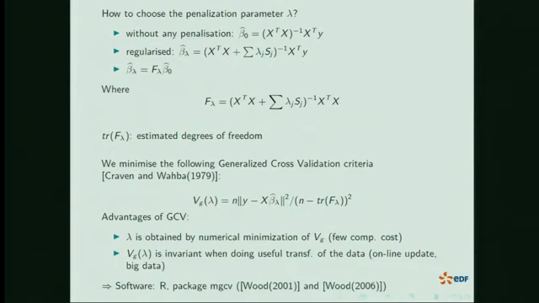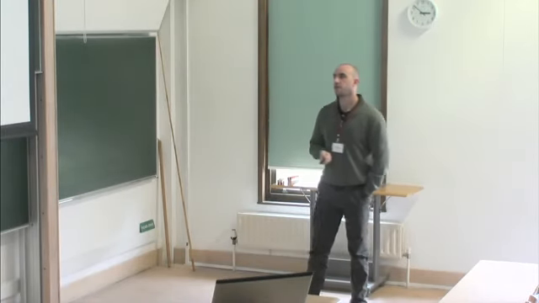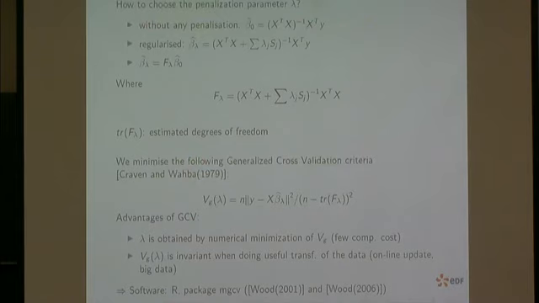To do that, we use a well-known criterion, which is the generalized cross-validation criterion introduced by Craven and Wahba at the end of the 70s. The advantage of such a criterion is that lambda can be obtained by numerical optimization, and so it's quite fast. And it will work on big data problems. And for big data problems, we also have the property that this criterion is invariant under a useful transformation of the data, as you will see.